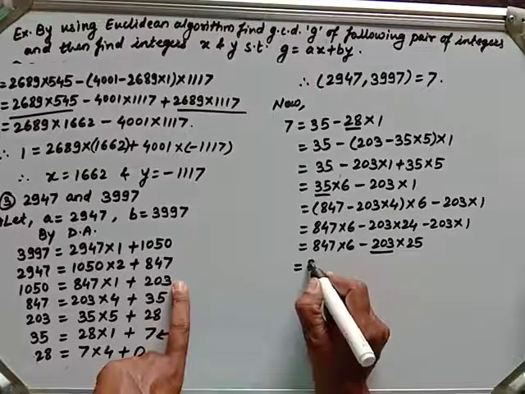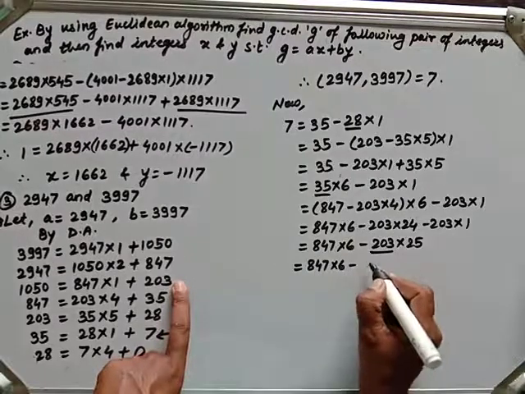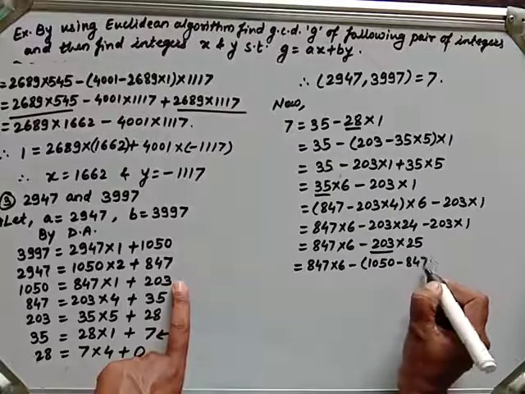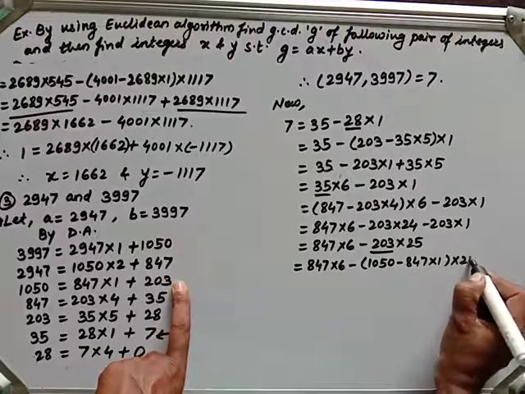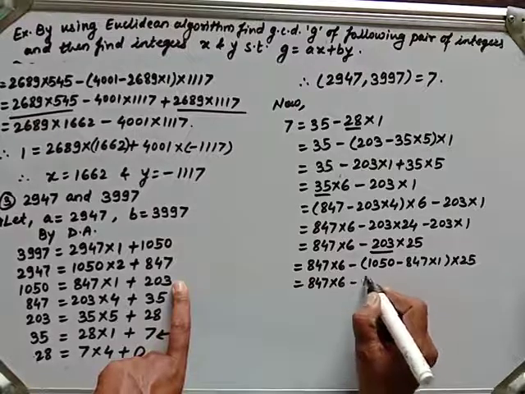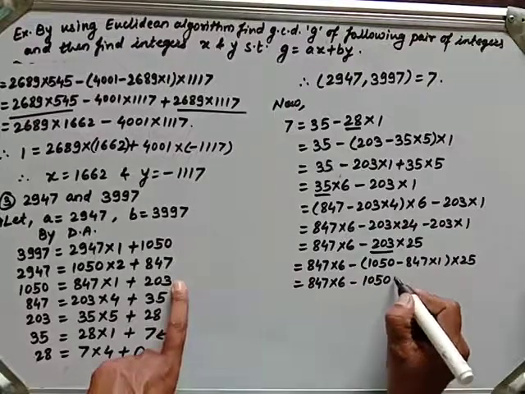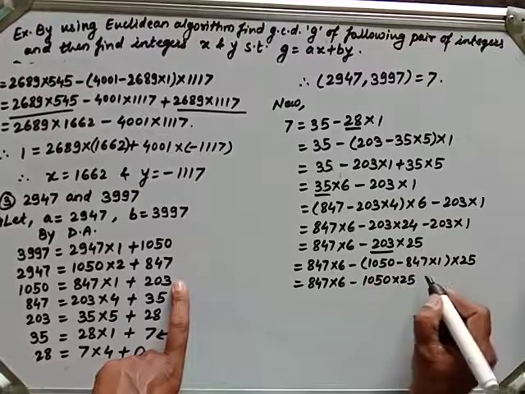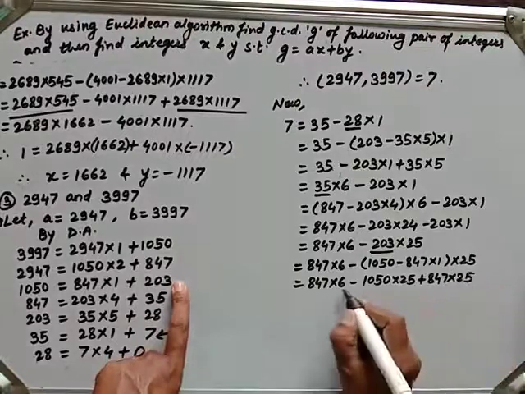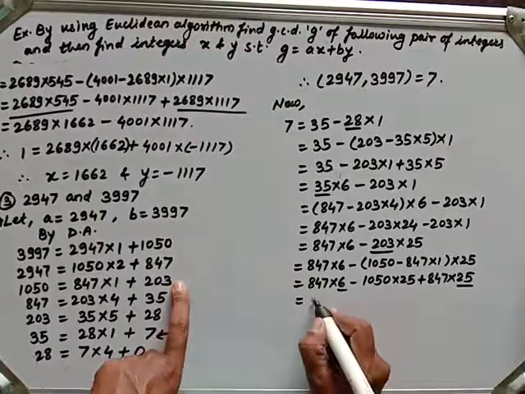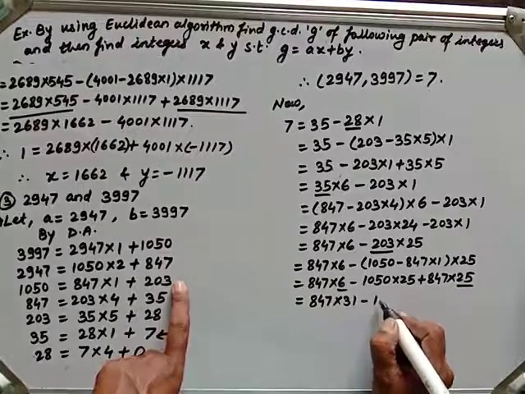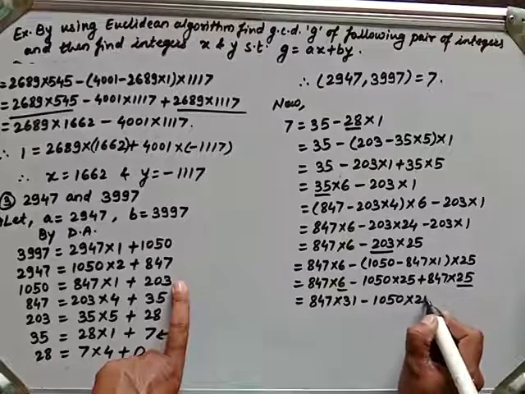So it will be 847 multiplied by 6 minus, what we get here, 1050 minus 847 multiplied by 1, multiplied by 25. So it will be 847 multiplied by 6 minus 1050 multiplied by 25, minus minus becomes plus 847 multiplied by 1 into 25, will be 25. Now add this 25 and 6. So it will be 847 multiplied by 31 minus 1050 multiplied by 25.